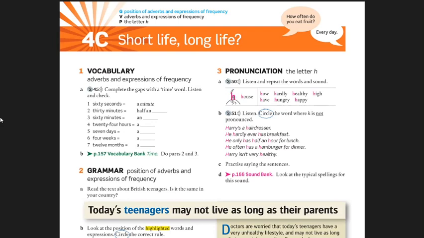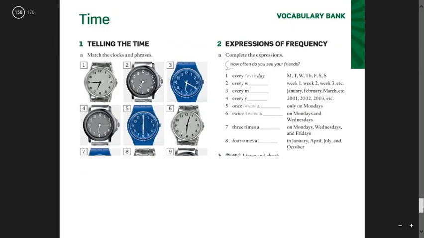So what you have to do is to complete the gaps with a time word, okay? So 60 seconds, for example, is the same as a minute. 30 minutes is half an hour, okay? And so on. Then you have to go to the vocabulary bank part related to time, and you have to do parts 2 and 3, okay? Page 157. So go there and let's do parts 2 and 3.